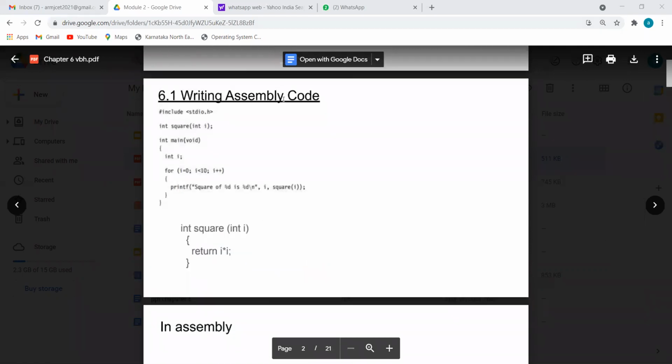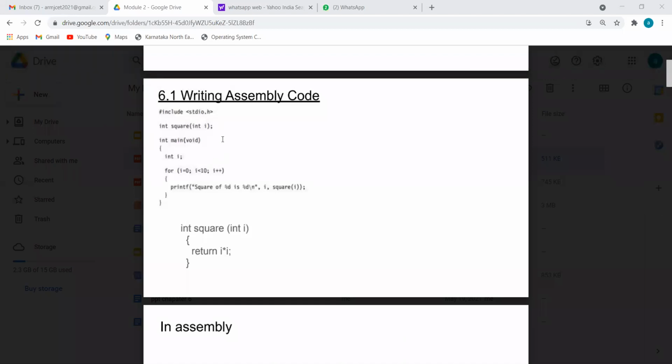So, writing assembly code. Before we go for writing assembly code, actually in this chapter you already did, just as a part of the syllabus we are studying. See, I took one C program in which there is a main program here, main. One parameter I, then one for loop, I from 0 to I less than 10, that means 9. So what will it print? It will print for every I, its corresponding square.